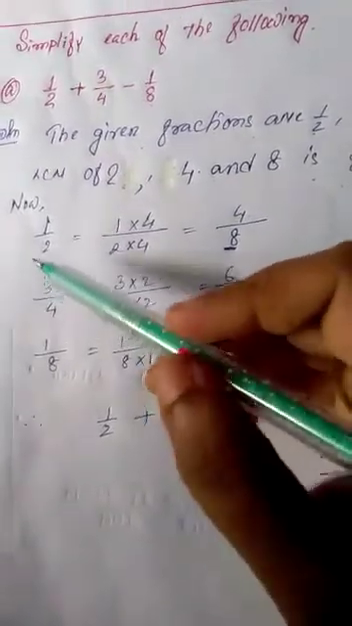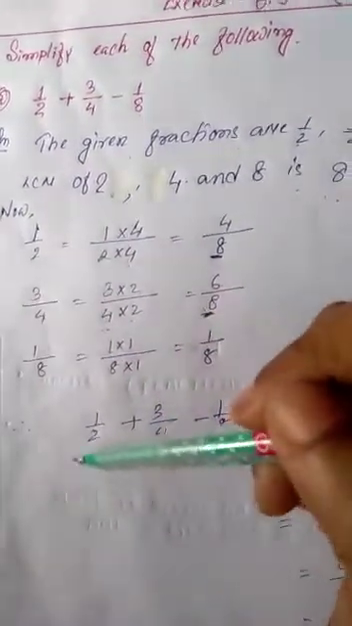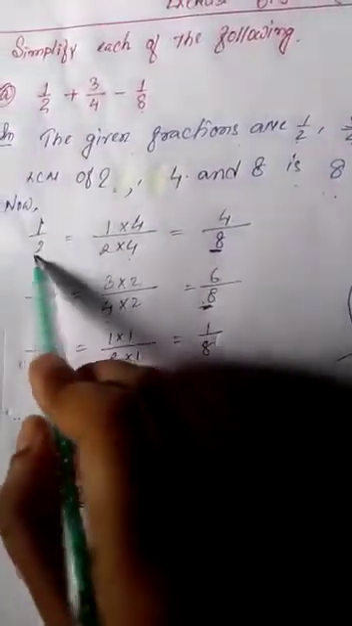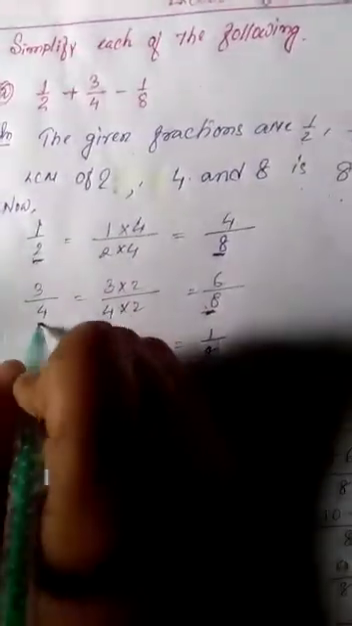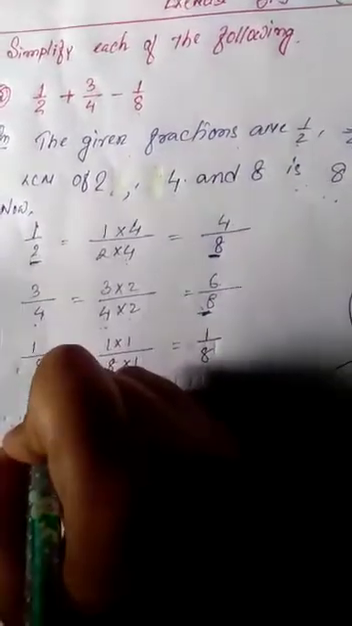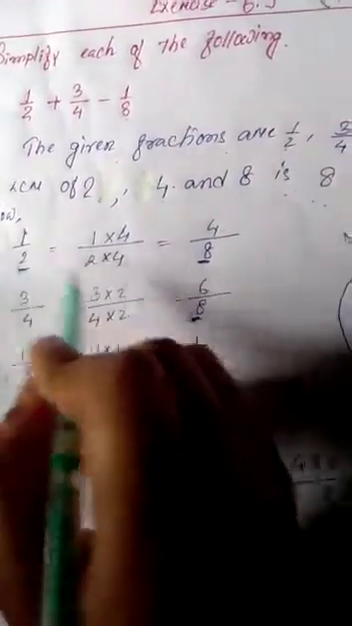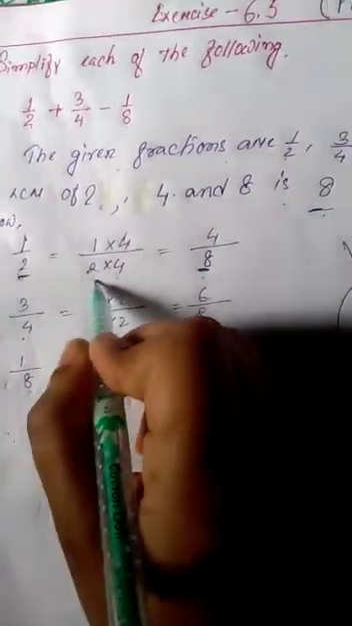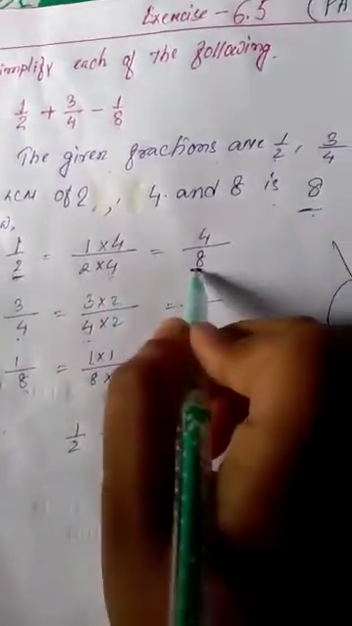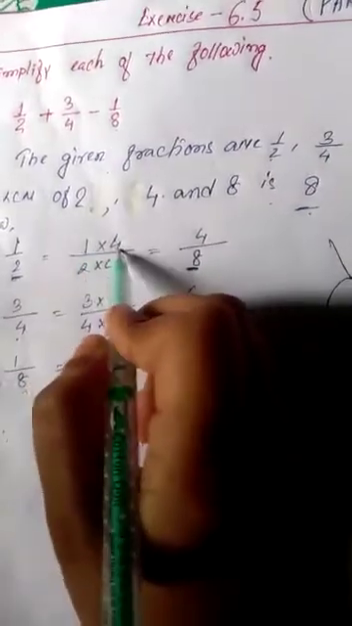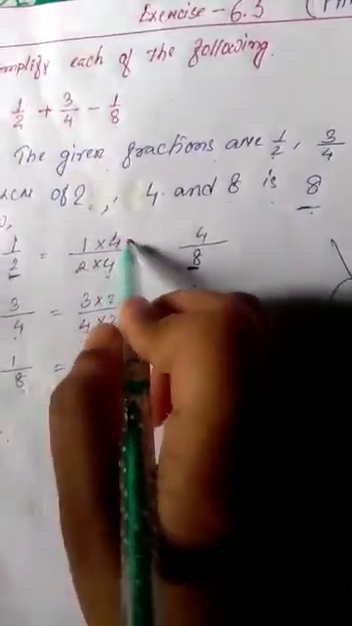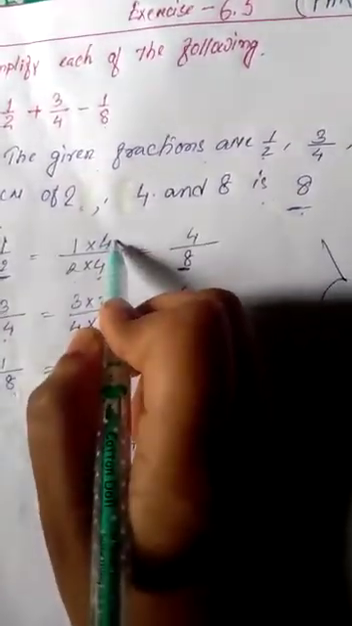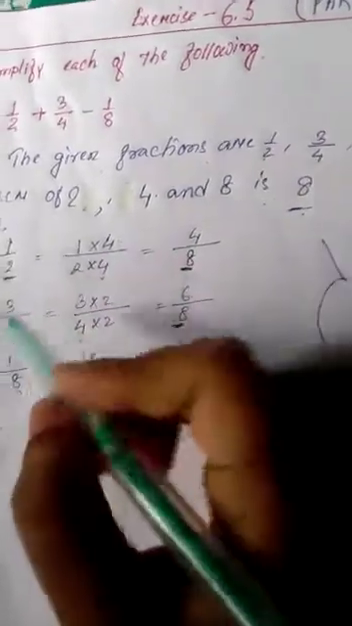If you remember, we have to make equivalent fractions of these three fractions. So for 1 by 2, this 2 we have to make 8, and this 4 also we have to make 8, and 8 is the same. How can we make 2 into 8? As the LCM is 8, we multiply 2 by 4, then we get 8. Now 1 into 4, as we have multiplied the denominator by 4, we multiply this 1 also by 4. So 4 by 8. Now 3 by 4.